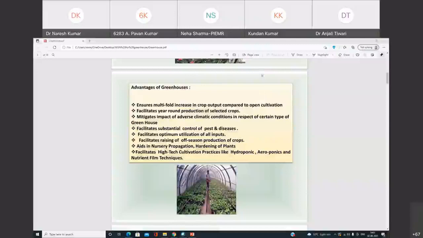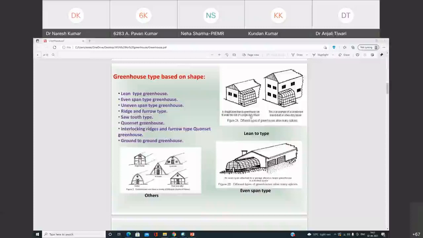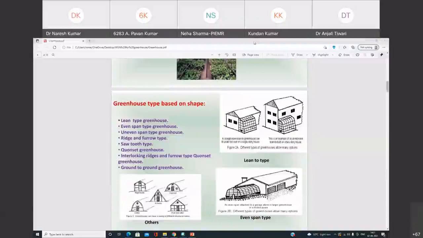Then what are the greenhouse types and shapes? That is just to give an idea that there is not only one specific shape that a greenhouse has. There is the rigid frame shape, the triangular shape, and polygon type shapes like this. There can be different types of greenhouses that allow multiple straight lean-to greenhouses to fit under the roof of a single story house. And this is an example of the curved leaf that can fit into a single story house. And this is an even span attached to a garage, which allows a larger greenhouse in limited space.